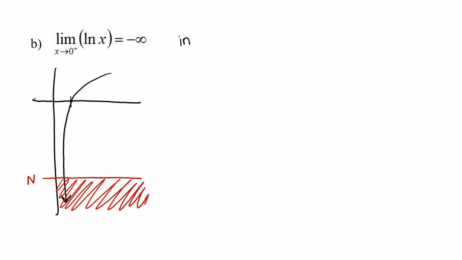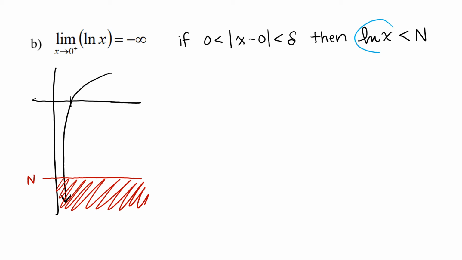So if 0 is less than the absolute value of x minus 0 is less than delta, then f of x, so the natural log of x, is less than n. So we're trying to get this natural log of x to look like, well, let's simplify this, so the absolute value of x, so that we can get a nice good guess for our delta. So we just need to solve this for x.